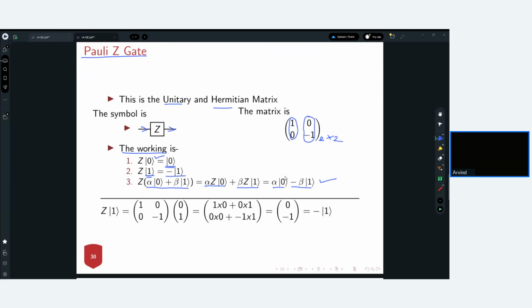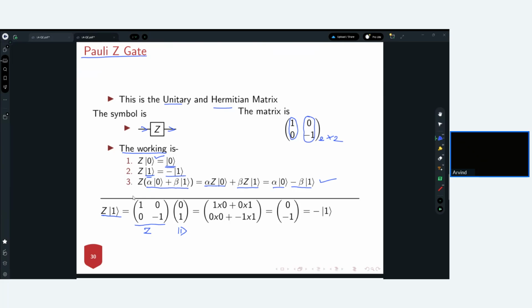Let us verify one input by matrix multiplication. When we apply ket 1 as an input to the Z gate, let us replace Z by its equivalent matrix. This is the Z matrix, and this is the vector representation of the ket 1.